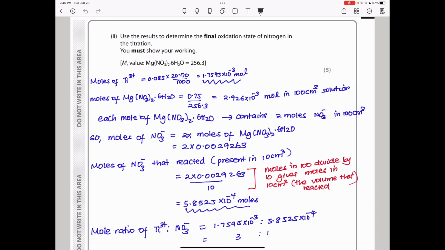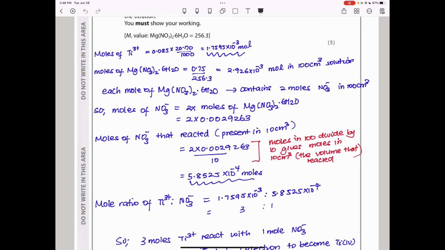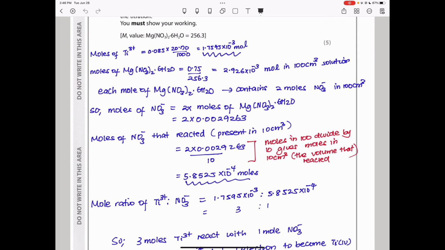Then we can use this to find the moles of nitrate, which are going to be 2 times the moles of magnesium nitrate. So since we got these as the moles of magnesium nitrate, multiply them by 2 in order to get the moles of the nitrate. So that is going to be the moles of nitrate. And now, we need the moles of nitrate that react in 10 centimeters cubed. Remember, from the 100, they transfer 10 into the conical flask. So we have to find the number of moles of nitrate that reacted in the 10.